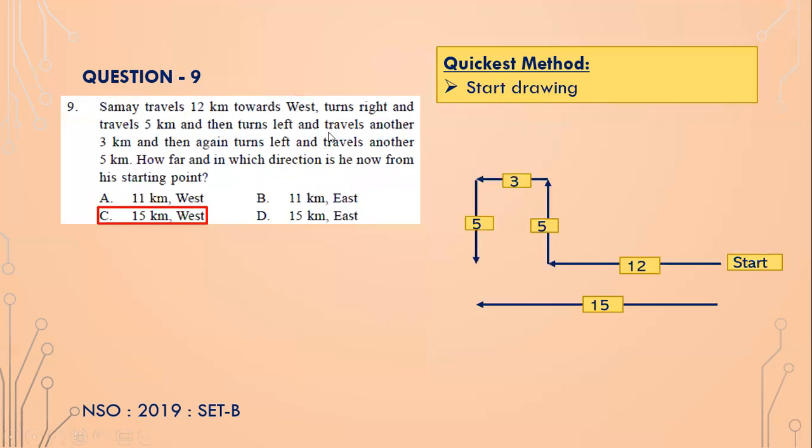Sunlight travels 12 km towards west. So again start drawing. If this is the start point, 12 km towards west, then he turns right and travels 5 km. Then he turns left and travels another 3 km and again left and travels 5 km. So in which direction is he now from his starting point? So he's in the west direction. And how far? It is 12 plus 3. 12 plus 3 is 15 kilometers in the west direction.